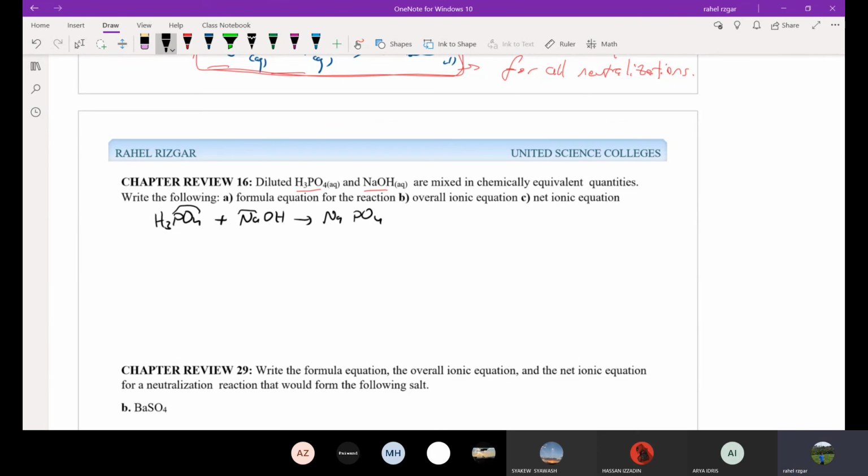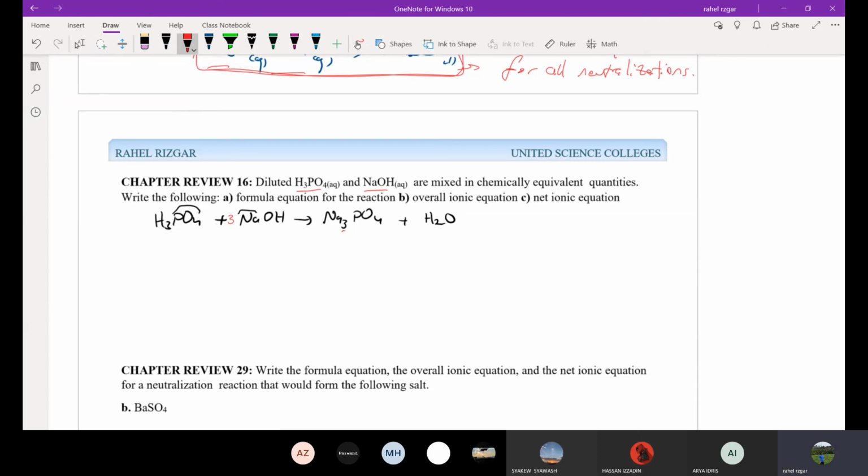NaPO4, but PO4 has a charge of 3, so we have to write a 3 here. Plus H2O. If you want to separate them, first we have to balance them. So we have 3 sodium here, only 1 sodium here. So you will add 3 here.